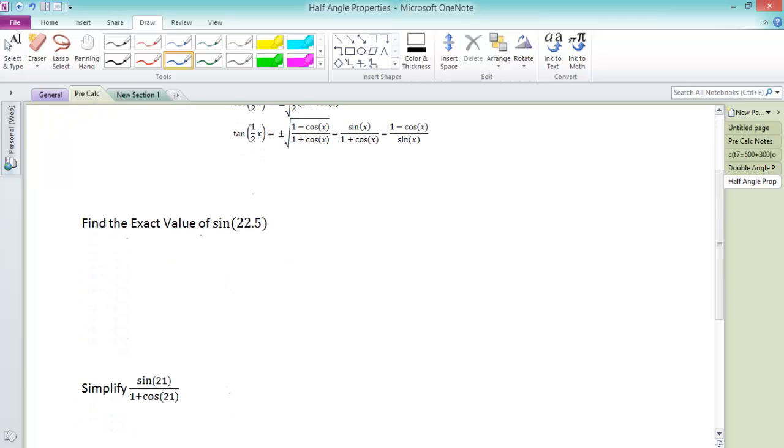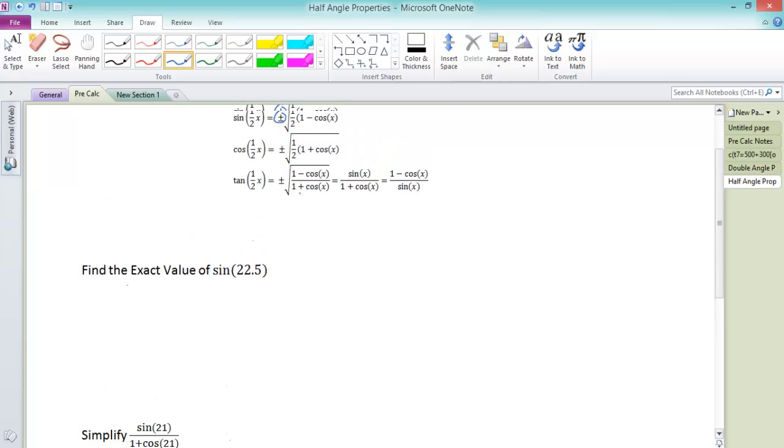First off, I'm going to find the exact value of the sine of 22.5. Now if we had typed this into our calculator, we're going to get a non-ending decimal. So why don't we try and use our half angle properties up here to do it.